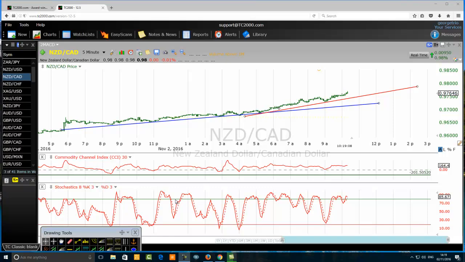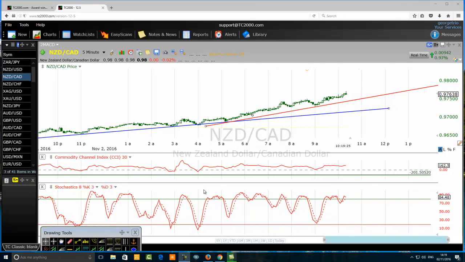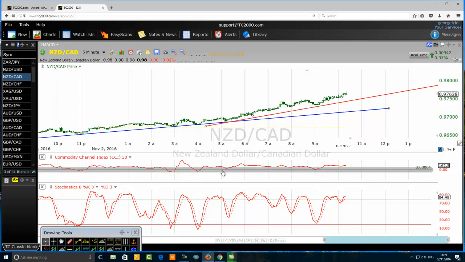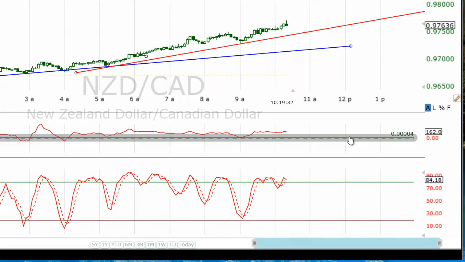And we can use this method on any time frame for day trading, for scalping, and also for swing trading and for position trading. CCI 30 and stochastic 833. What are we looking for? We want a CCI period 30 to stay above the level of 0, all right, to stay above the 0 line.